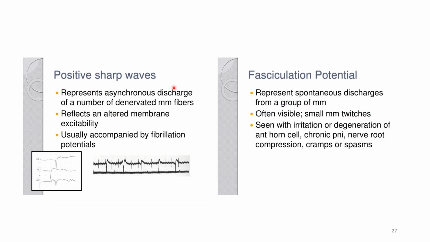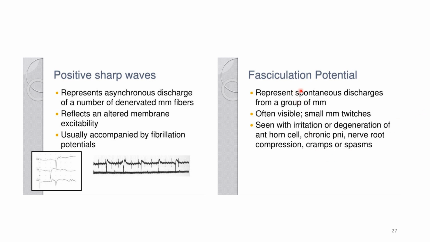Now, positive sharp waves. These are the positive sharp waves. They represent asynchronous discharge of a number of denervated muscle fibers. So it is also seen in denervated muscle fibers. Sometimes you will get asynchronous discharge from many denervated muscle fibers. This reflects an altered membrane excitability, and it is usually accompanied by fibrillation potentials.